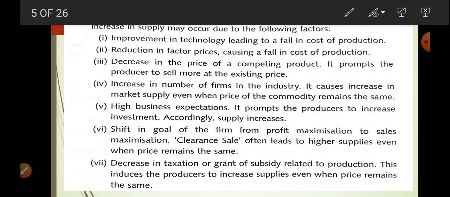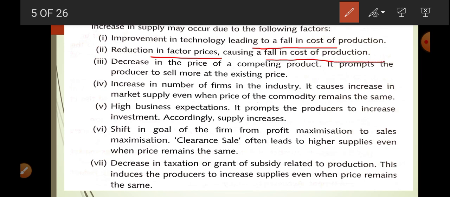Okay, with improvement in technology, there will be a fall in the cost of production, so obviously producers are going to produce more. Reduction in the price of factors of production means fall in the cost of production and production is going to be more.